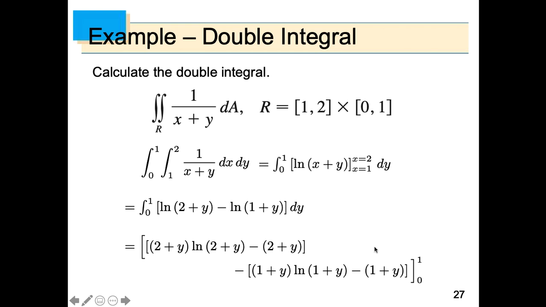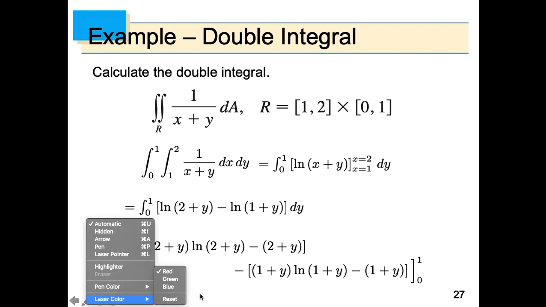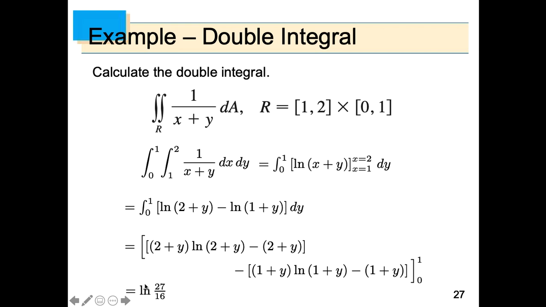And then after you do all the work, you should ultimately end up with natural log of 27 over 16. Now this is my very simplified, nice, and clean answer. So as long as yours is numerically equivalent, it's probably fine.